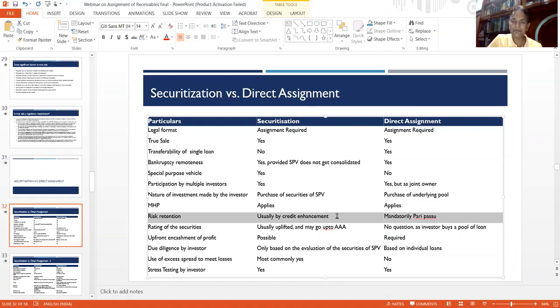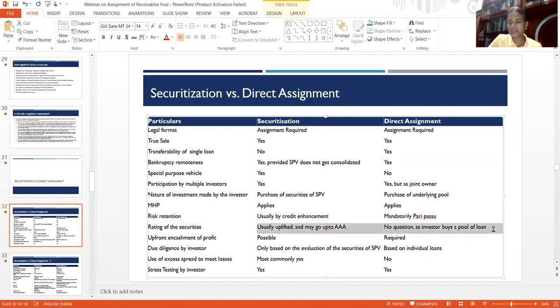Will there be a rating? In case of securitization, mostly yes. In case of a DA, there's basically what is called a loss estimation. There's no rating at all. There's mostly a loss estimation.